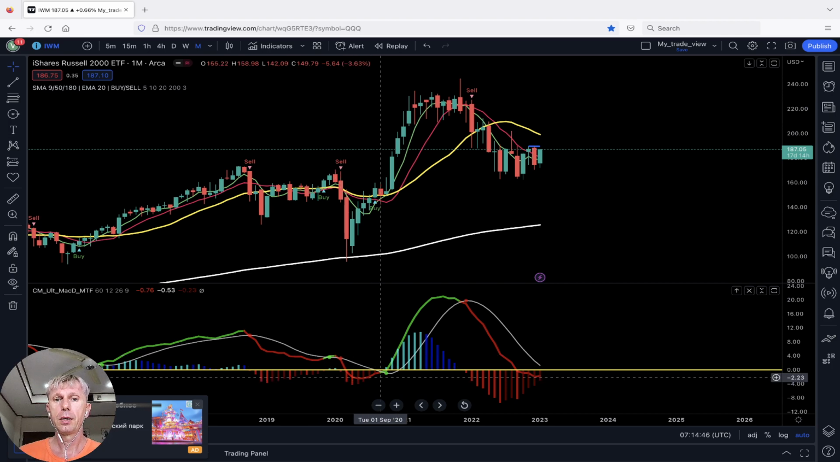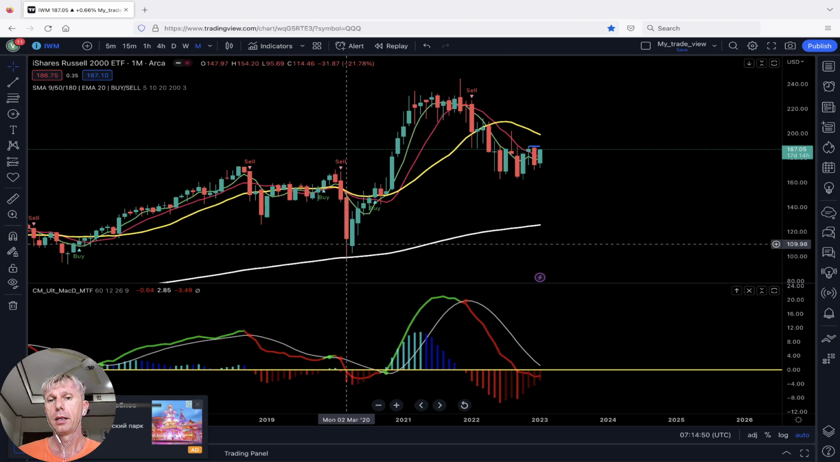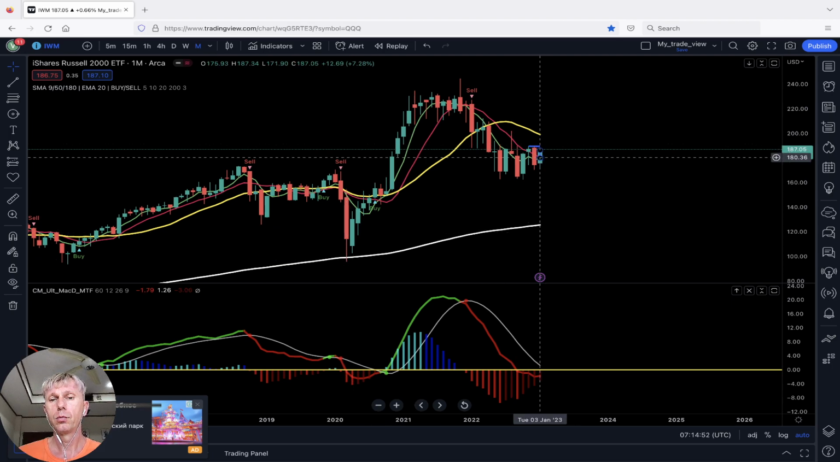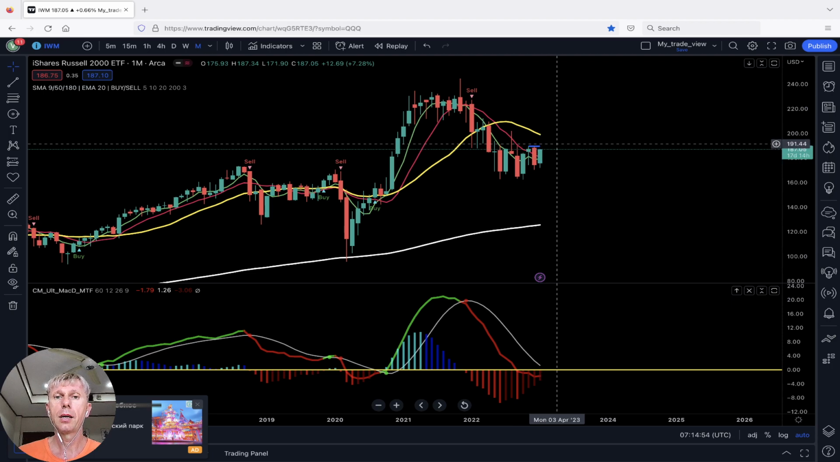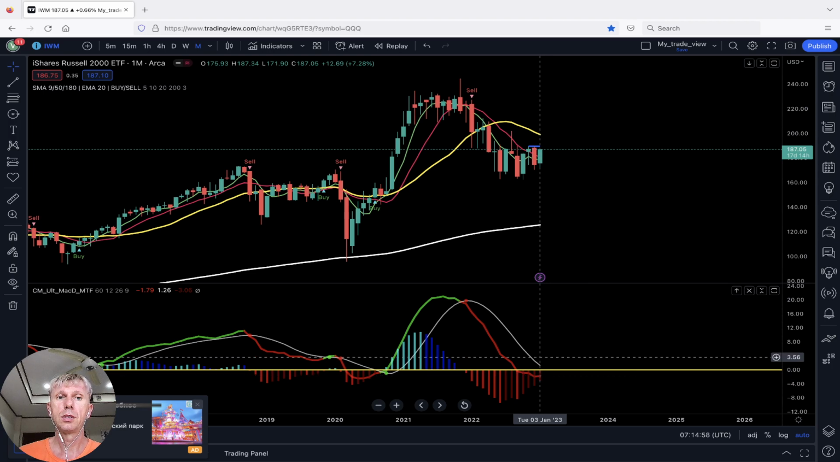So far, it touched the MA200. Well, it was 2020, right? Let's see if it can do a bullish crossover and a bull run. So far, it's a bearish trend on monthly, still a bearish trend for IWM.